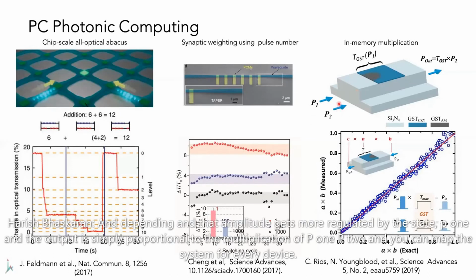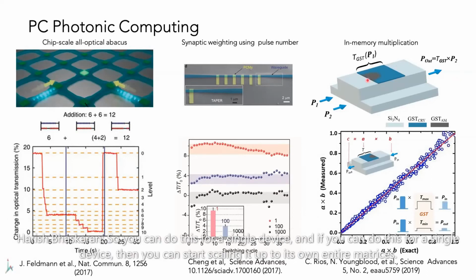And that amplitude gets modulated by the state P1, and the output is simply proportional to the multiplication of P1 and P2, and you can map the system for every device. So you can do this for a single device, and if you can do this for a single device, then you can start scaling it up to do it for entire matrices.